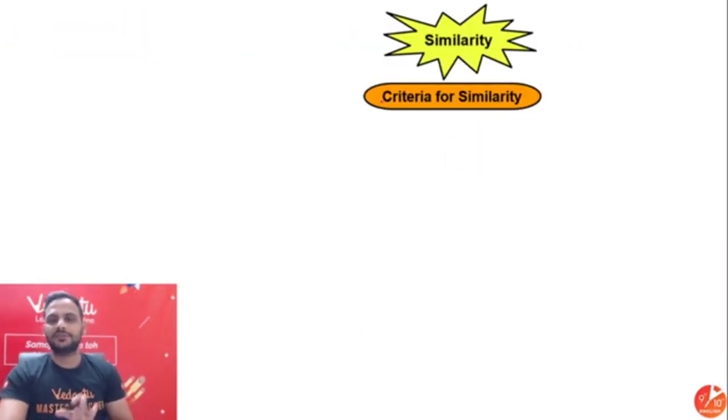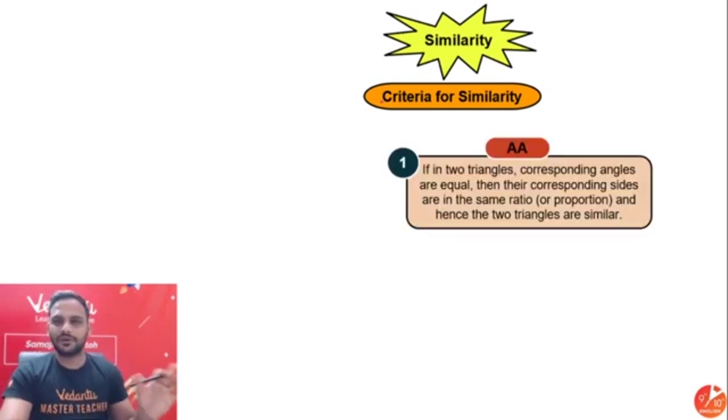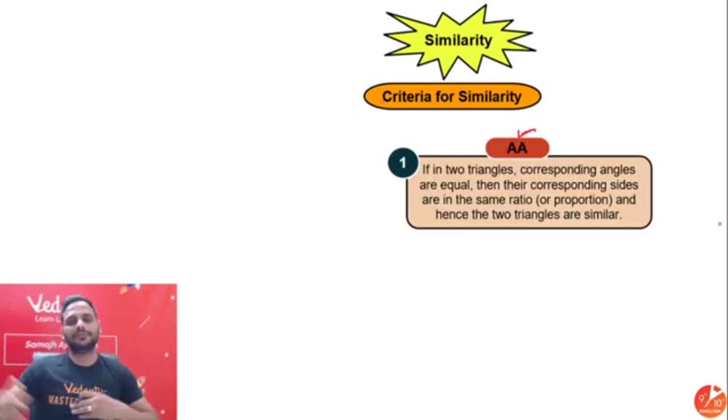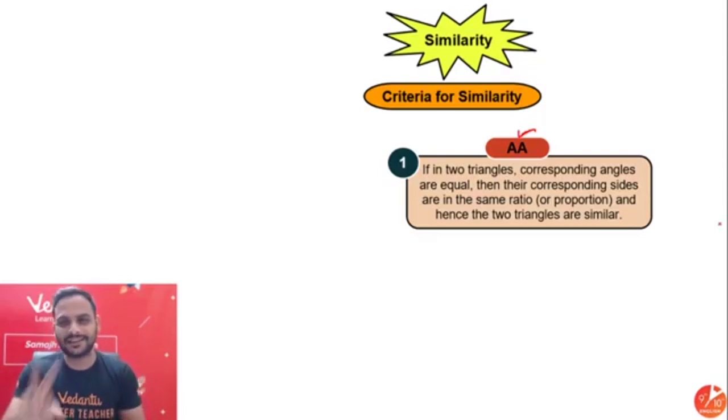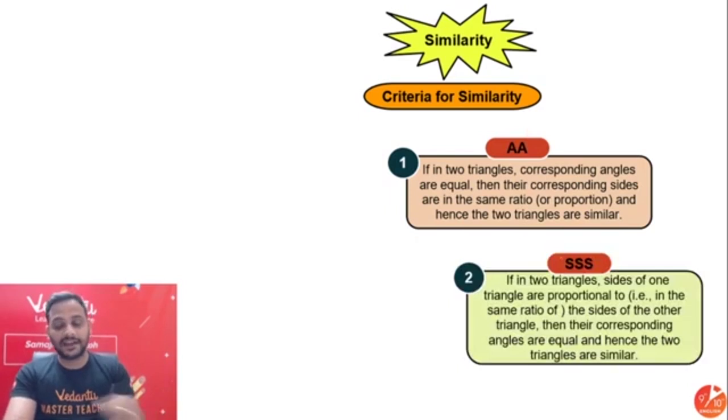Now, the criteria for similarity, we don't have much. Only three criteria. One is the angle criteria, and sometimes people use AAA also. But if any two are sufficient, why write the third one? Why waste the ink? Any two are sufficient for us. So angle criteria, side criteria. In angle, two angles of this triangle will be equal to two angles of another triangle. Side, side, side: the ratio of all three corresponding sides will be equal.